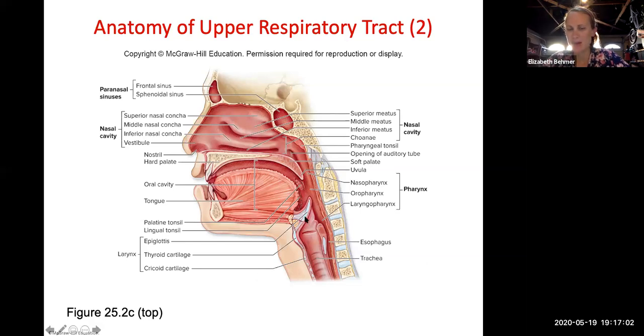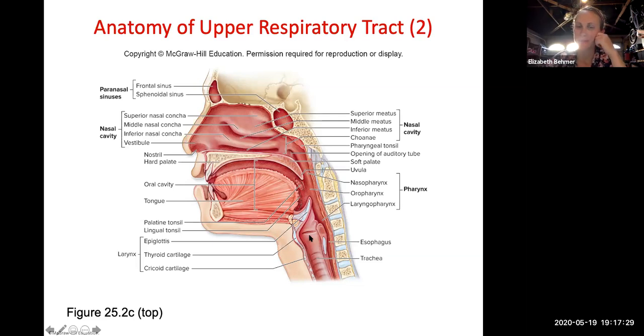If you look at this structure, this is the epiglottis where my cursor is. The epiglottis is a little flap of tissue, or cartilage actually, that closes and covers up the opening to the larynx when you swallow food. So you'll notice your trachea is anterior, where air goes down.